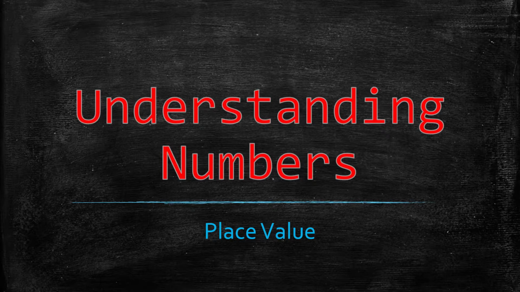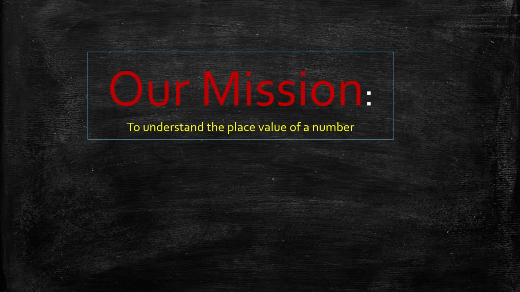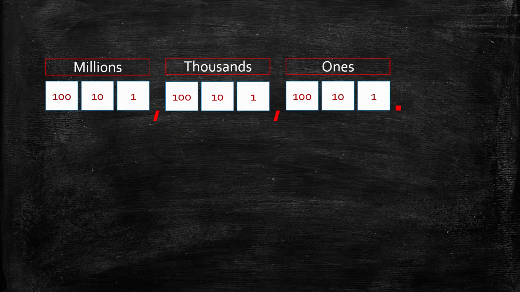Understanding numbers. Place value. So our mission today is to understand the place value of a number. Here I've laid out 3 sections of numbers. The ones, the thousands, the millions. It continues with billions and trillions. I've stopped at millions.